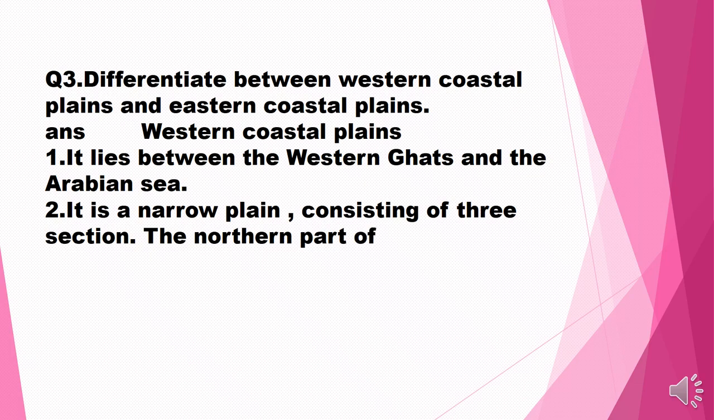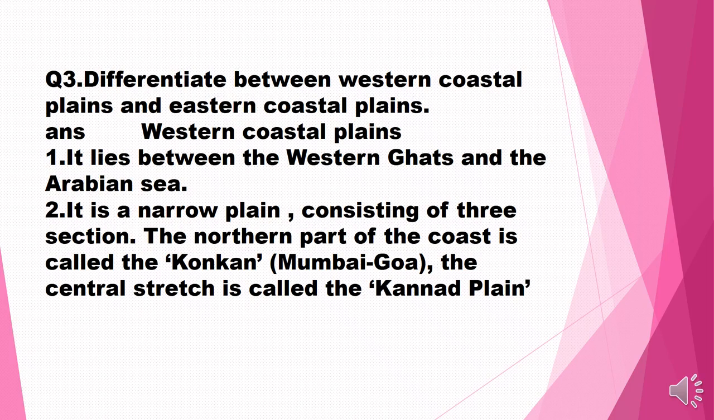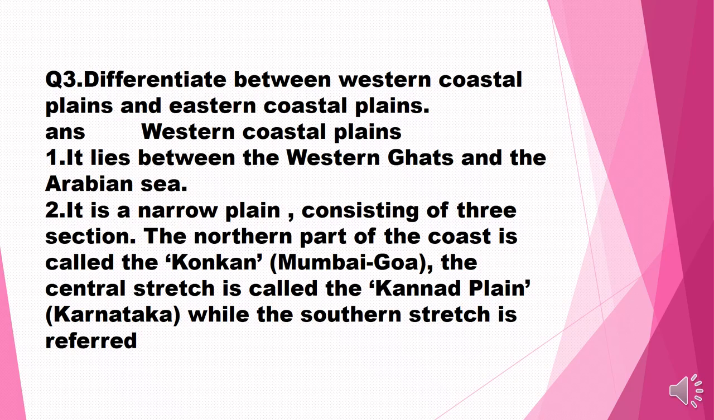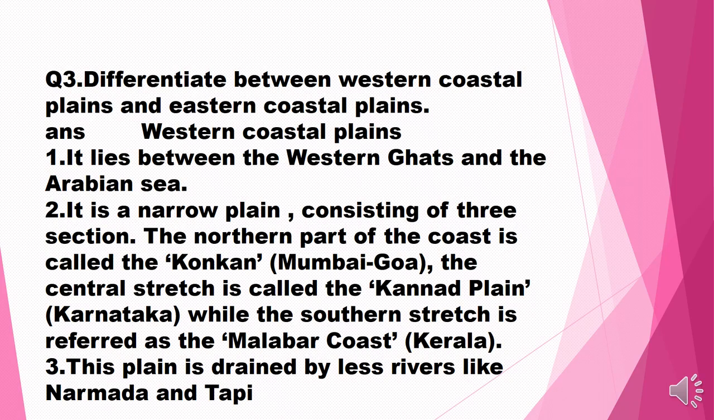The northern part of the coast is called the Konkan, Mumbai to Goa, and the central stretch is called the Kannada Plain in Karnataka, while the southern stretch is referred to as the Malabar coast in Kerala. And this plain is drained by small rivers like Narmada and Tapi.